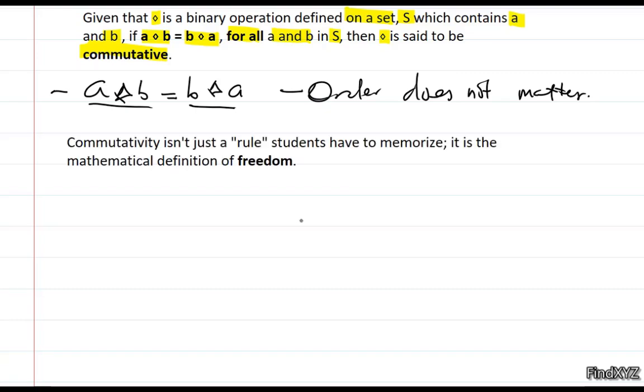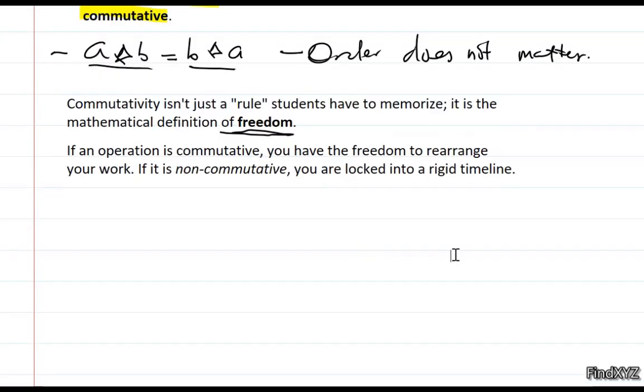Why is this useful? One thing you should take note is that commutative isn't just a rule that you have to memorize. It is a mathematical definition of freedom. Because we know when an operation is commutative, we have the freedom to operate on the given numbers whichever way order we want to operate them. So it gives us freedom. So if an operation is commutative, we have the freedom to arrange our work in whichever manner we want. But if it is not commutative, we are locked because we have to follow the order.